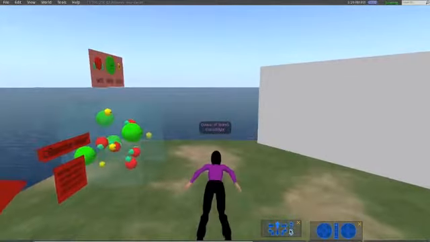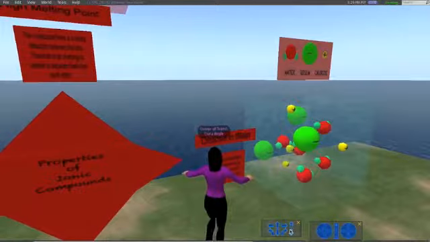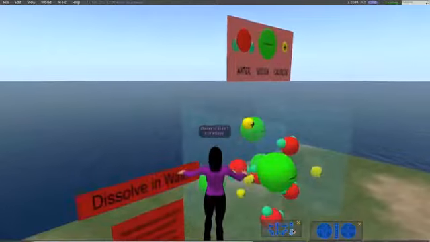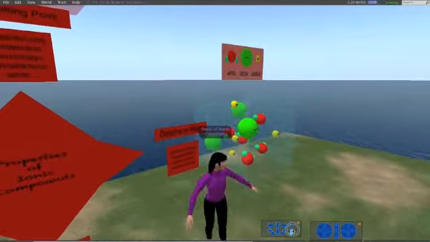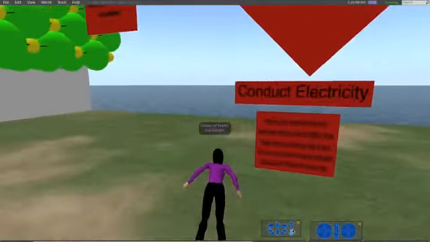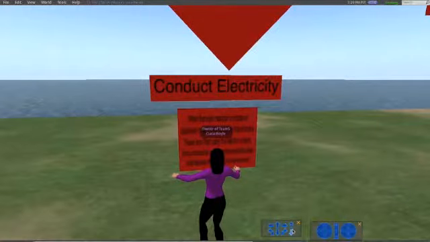From our final model, we can see that sodium and chlorine have dissociated into ions in the presence of water. This does not happen with covalent compounds. The final property shown is that ionic compounds conduct electricity, which is investigated in the learning outcome OC44 found in the Junior Cert syllabus.